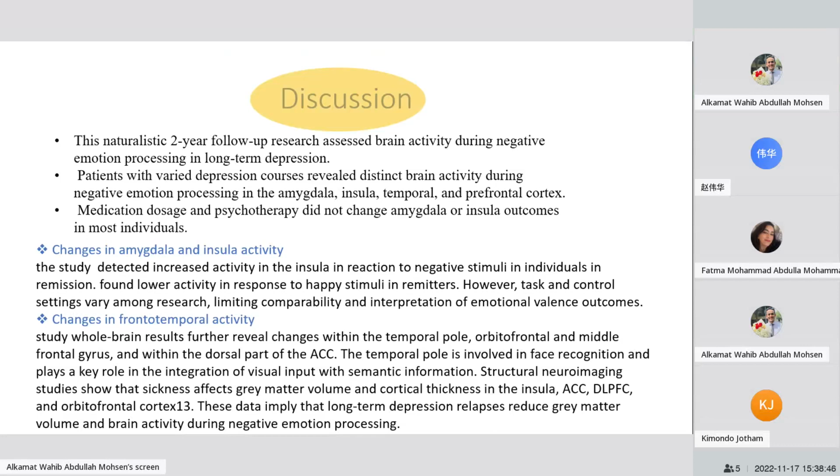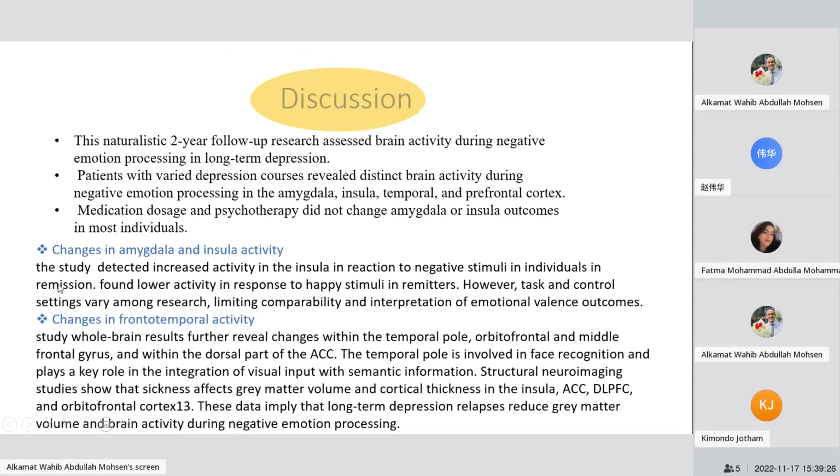So the change in the frontal temporal activity. So let me move this. The study also shows the brain result of the follow-up revealed a change in the temporal pole. The temporal pole is involved in face recognition and plays a key role in the integration of the visual input.